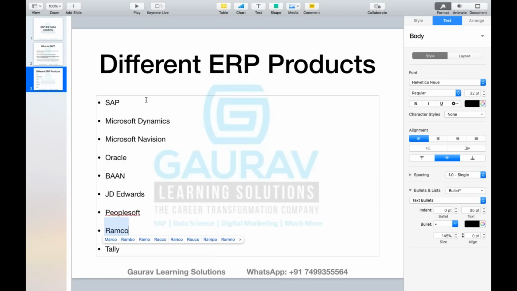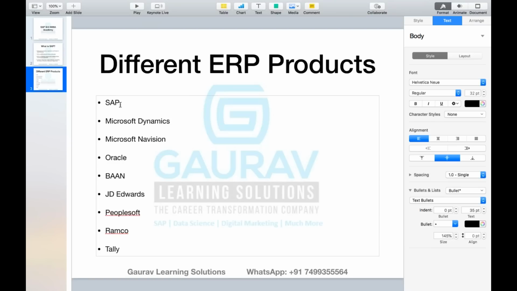Okay, so these are the different ERP products which are available in the market, out of which, as I told you, most of the big scale industries are using SAP. It totally depends upon the volume of the business. And again, you need to also remember one thing. When we say SAP, SAP is not only SAP S4 HANA or SAP ECC. SAP also has some other products available in the market which are suitable for the small scale industries.